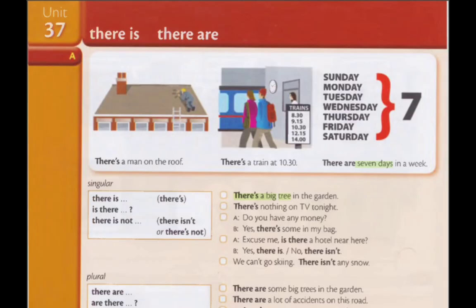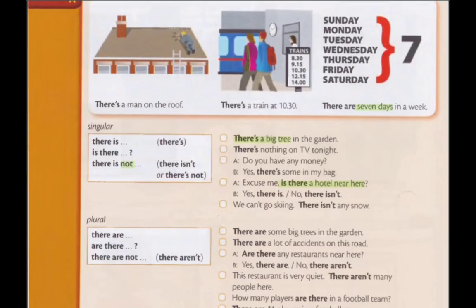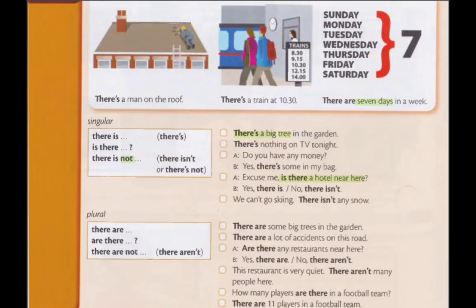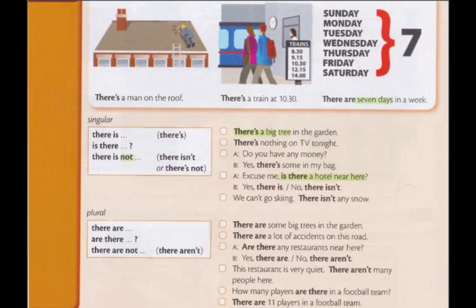For making the question form, we use is there, like is there a hotel near here? For making the negative form, there is not. We use just not for making negative, like there is not, or there is not any snow. Okay. And for plural, like there are, for making the question form, use just are there. Okay, are there. And for making negative, say there are not. There are not. Okay. Like there are some big trees in the garden.